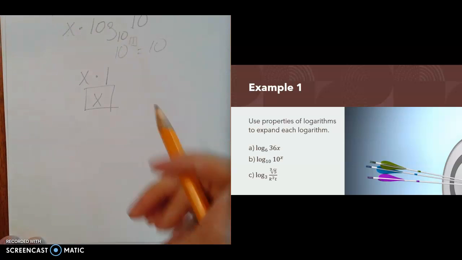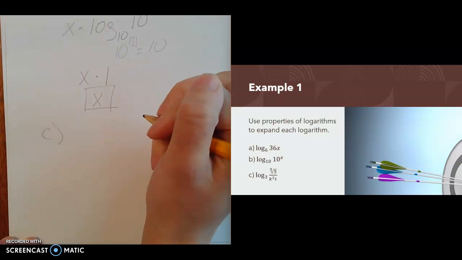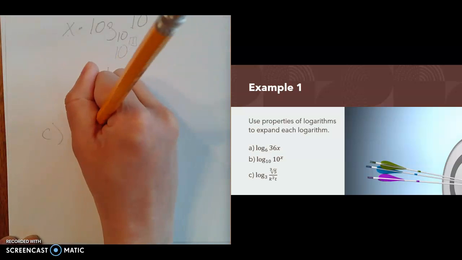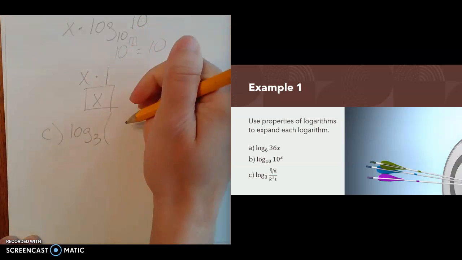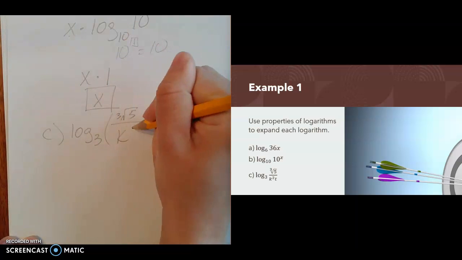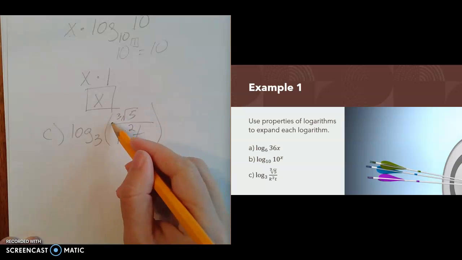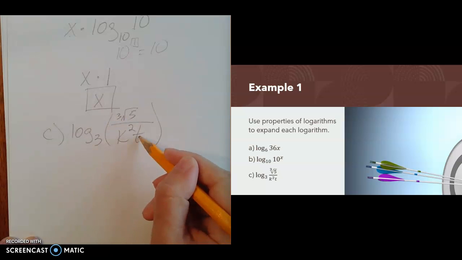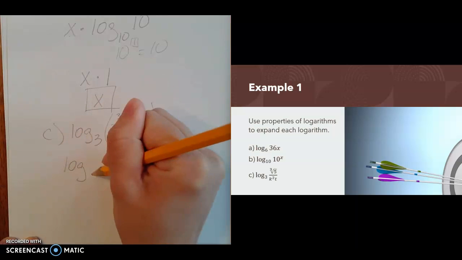All right, and C looks nice and fun, doesn't it? We have all kinds of variables and numbers and all sorts of stuff going on in part C. So maybe not so much simplifying, but we can do a lot of expanding. We've got the log base 3 of the cube root of 5 over k squared times t. We've got division, multiplication down here, and exponents, so lots of stuff going on.